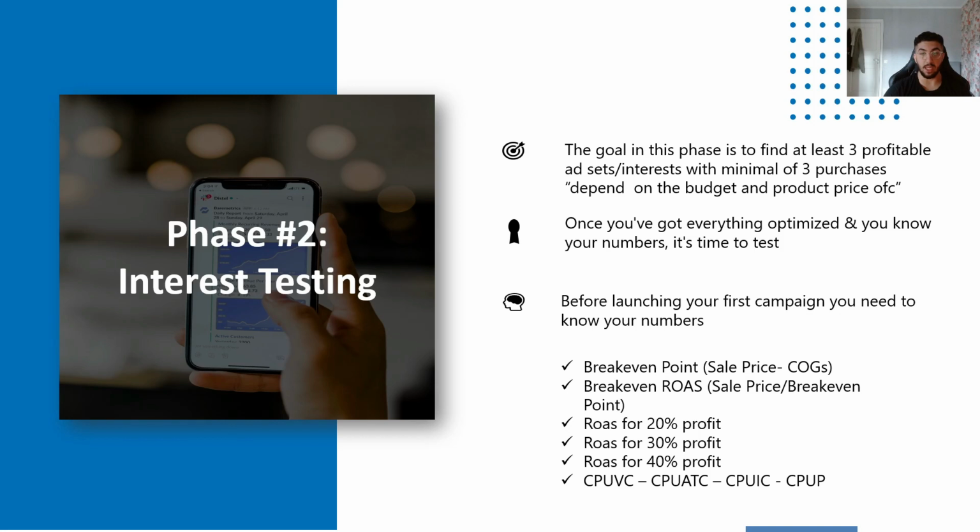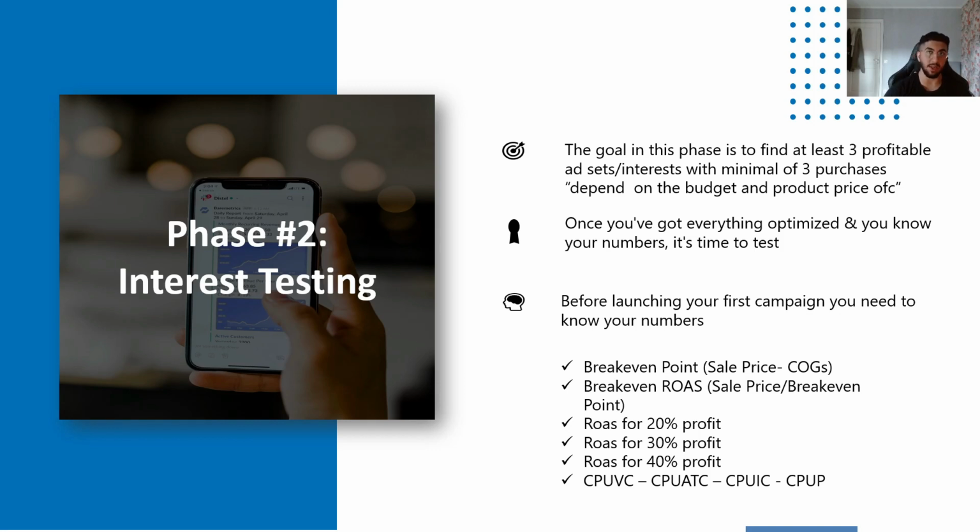Before launching your first campaign, you need to know your numbers, which I talked about earlier in the video, which was break-even ROAS, ROAS for 20% profit, ROAS for 30% profit, and ROAS for 40% profit. Cost per unique view content, cost per unique add to cart, cost per unique initiate checkout, and cost per unique purchase. So guys, the first one was the goal in this phase.